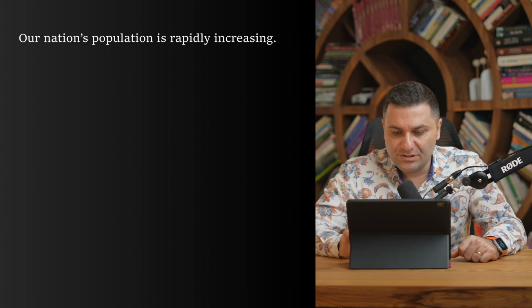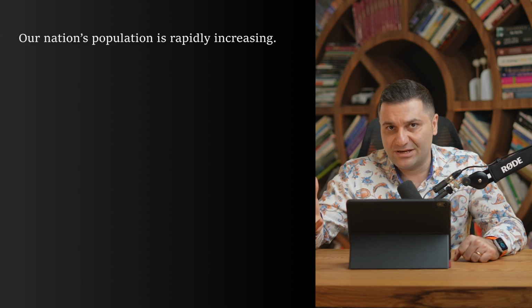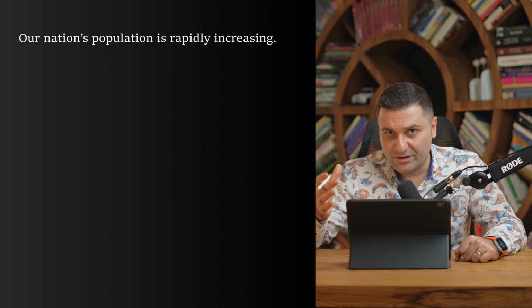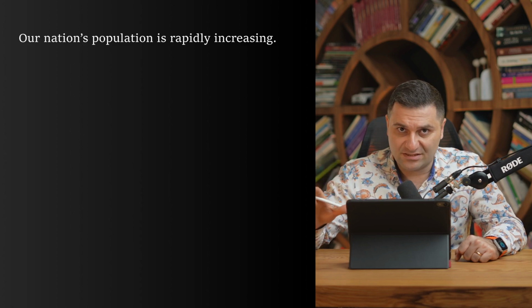All right? So there are 4 rules that we can follow in order to use apostrophes. The first one is for a singular noun. If we are referring to a singular noun, we use apostrophe plus S. For example, our nation's population is rapidly increasing. So nation is a singular noun, and we use apostrophe plus S.